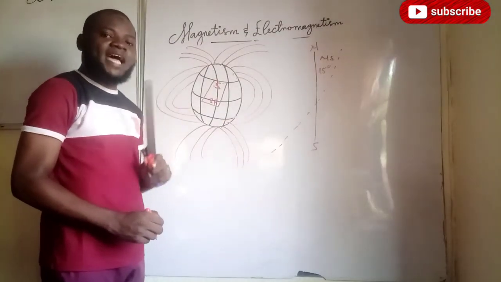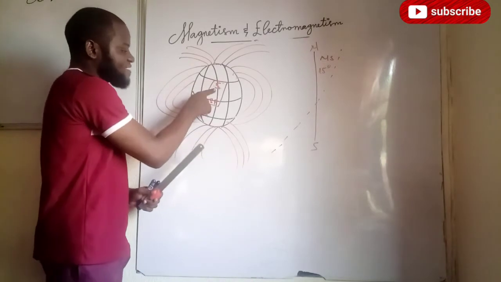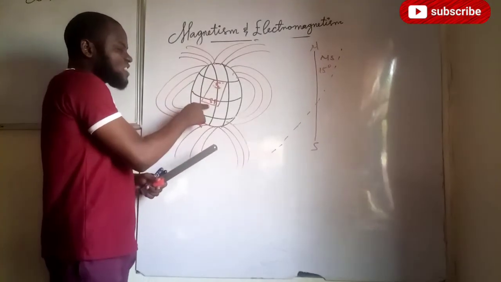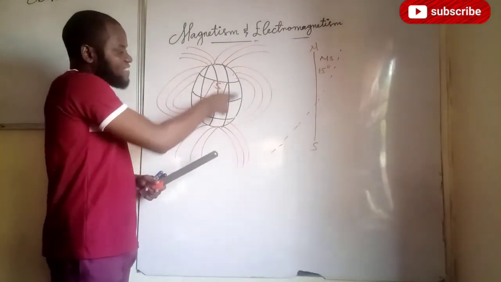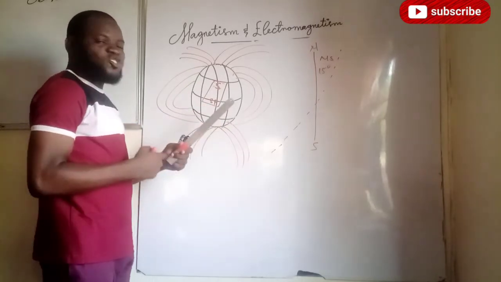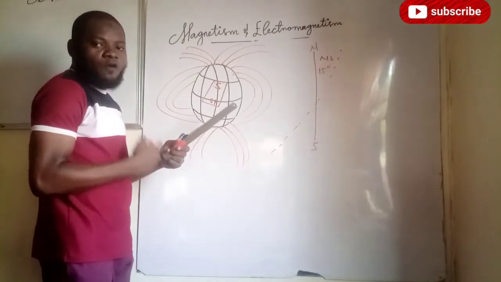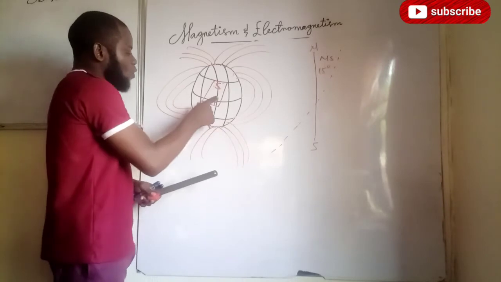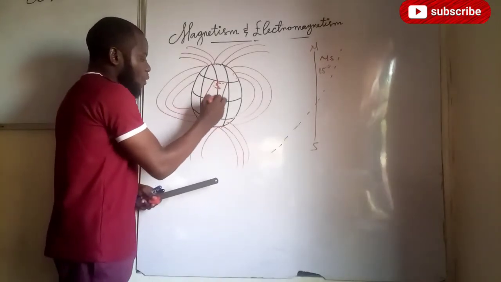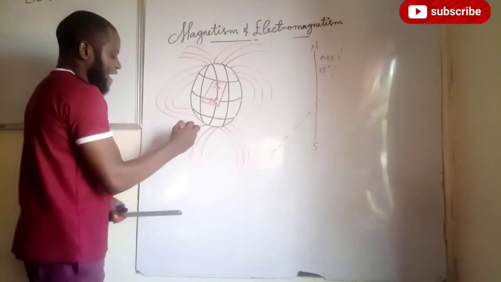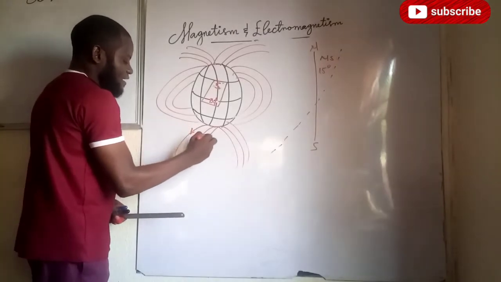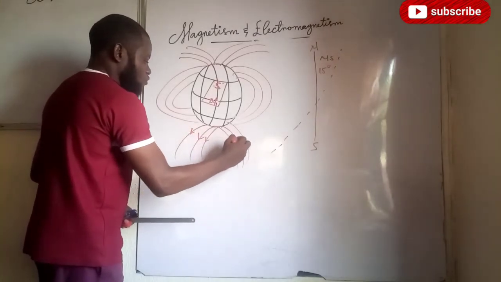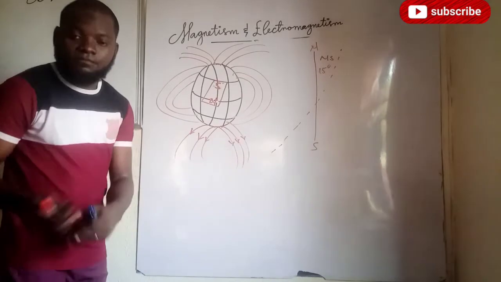So you have to note that those are objective questions. So this is the South Pole. Why? The North Pole of this Earth's magnetic field attracts the South Pole of the bar magnet. So this place becomes our North Pole. Then I can now give my line of force to look like this. Okay?